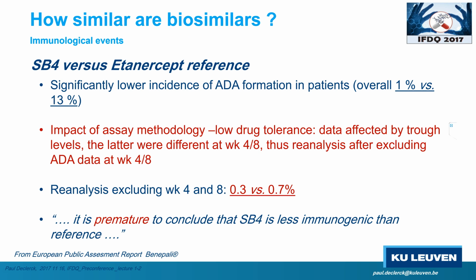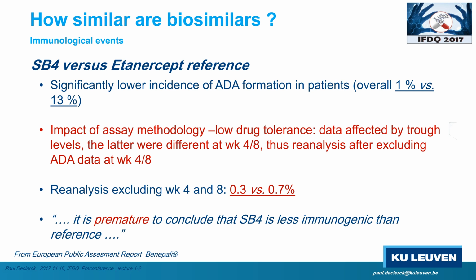Now, another important example, again extracted from the European Public Assessment Report, is the way the scientific committee deals with the data that have been provided. So, for an etanercept biosimilar, as before, they found that a significantly lower incidence of immunogenicity was observed for the biosimilar relative to the reference product: 1% for the biosimilar versus 13% for the reference product.